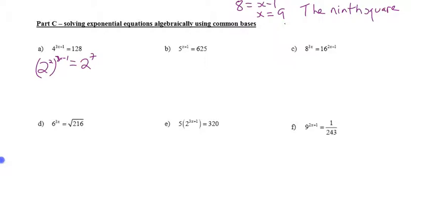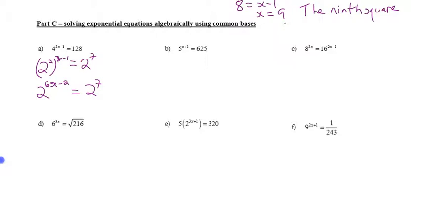So we're going to write 4 and 128 both as powers of 2 so that they have a common base. We're going to use power to a power. So what do I do with these guys? Multiply them, right? So what do we get? 2 to the power of 6x minus 2, and that's equal to 2 to the power of 7. Yeah, 2 times 3x minus 1 is 6x minus 2. You've got to use the distributive property.